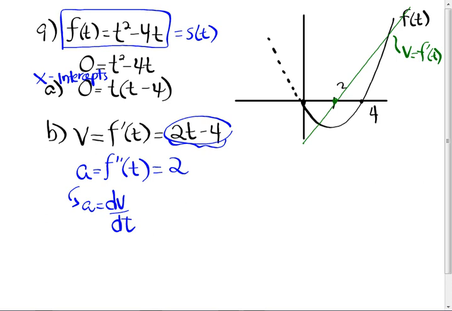Okay, ready? Let's graph this. Acceleration is 2. I don't know exactly where it is, but that's close enough. Okay, now we can answer all the questions. So A was graphing it. Oh, I'm in the wrong place.